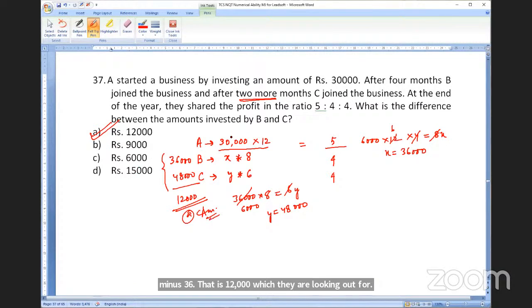With the help of A, we calculated B. With the help of A also, you can calculate C. You will end up getting 48,000 only. What we have done with the help of B, we have calculated C. And then the difference between B and C is what we have calculated. So it comes to 36,000 for B, 48,000 for C, their investment. And because of that, the weighted investment ratio or PSR comes down to 5:4:4. And the difference between the amount invested by B and C becomes 12,000.